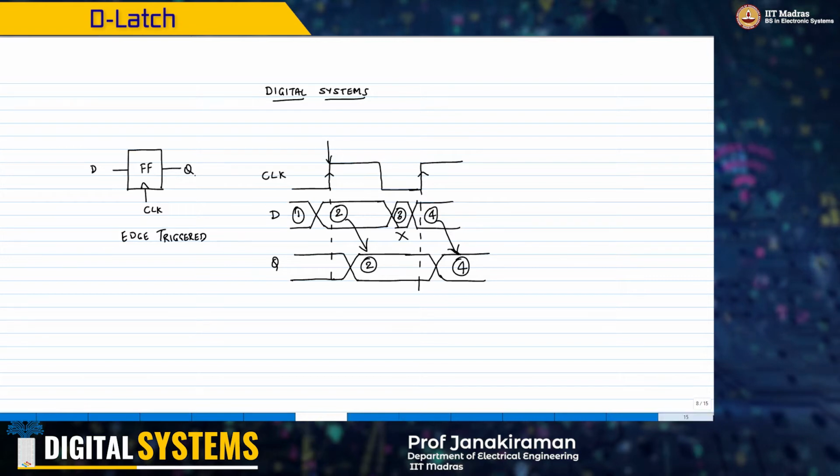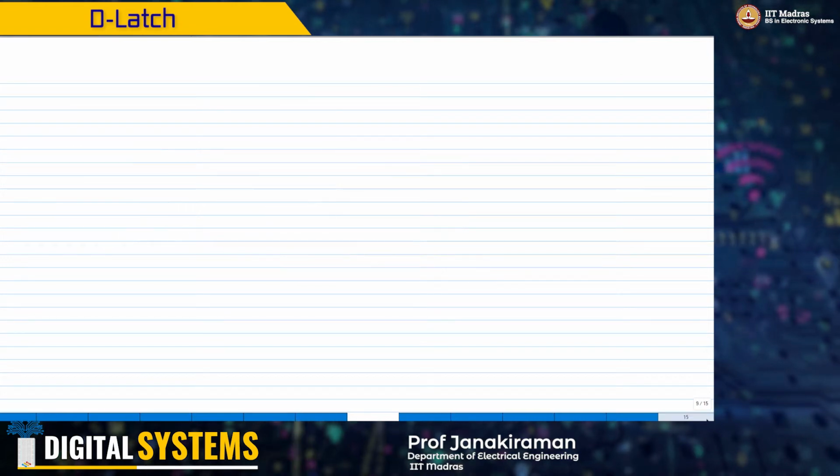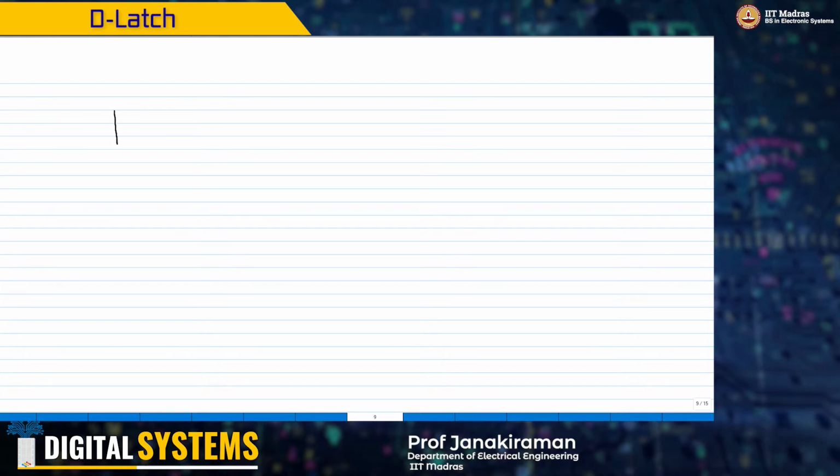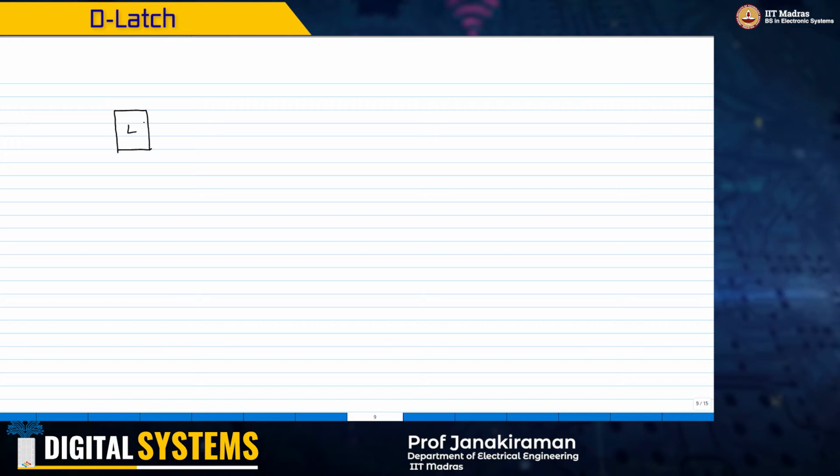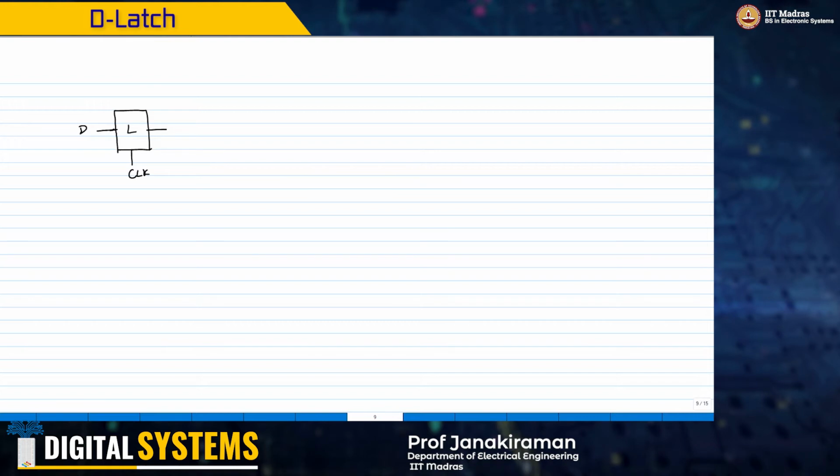So we will look at a slightly different variant of this, and then get to the edge triggered flip-flop. We will look at what is known as a latch. I'll call this a latch. I'm not going to put the triangle, because if I put the triangle, it's a flop. So this is just a rectangle with a clock. That means it's a latch. So this is D and this is Q, right?